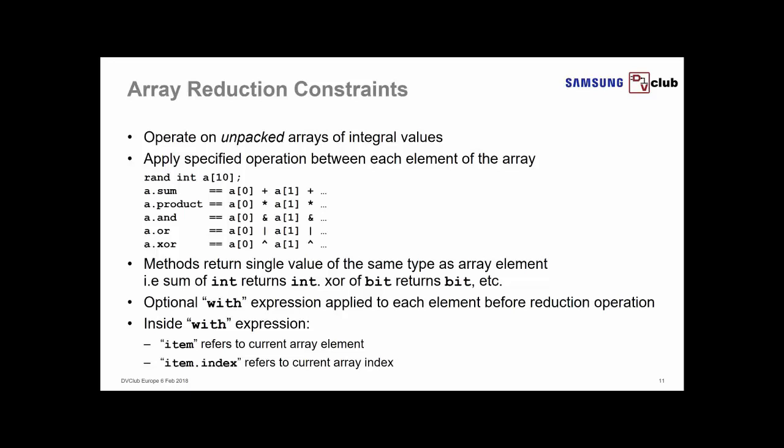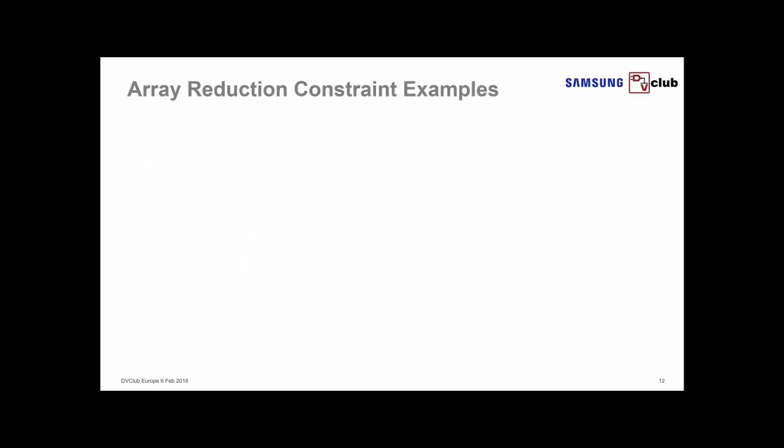This is kind of analogous to the randomize with expression, but here it's applied to the array reduction operation. That with expression is applied to each element of the array before the reduction operation takes place. So before doing the sum or the exclusive or, apply this expression. We have an example of that on the subsequent page. Within that with expression, there are a couple of magic variables. One of them is called item, which refers to the current array element, and the other one is item.index, which refers to the index of that current array element.